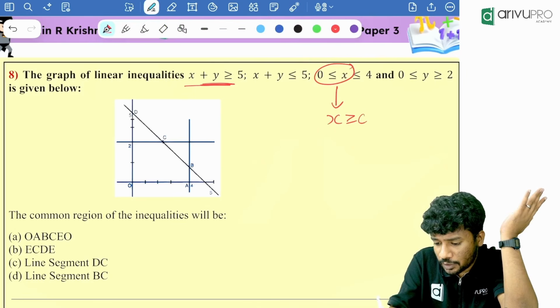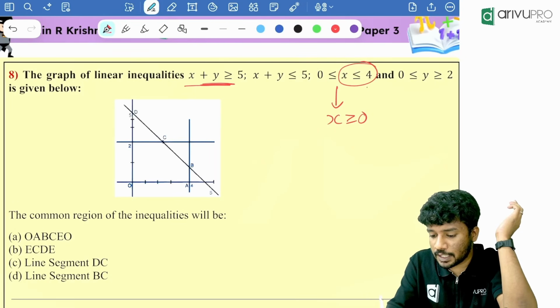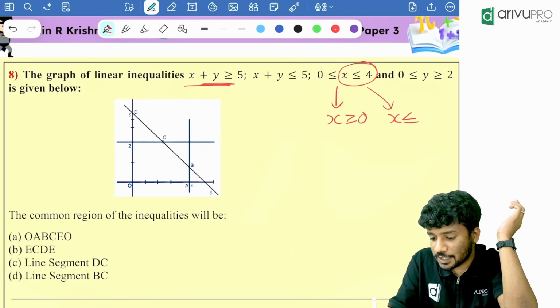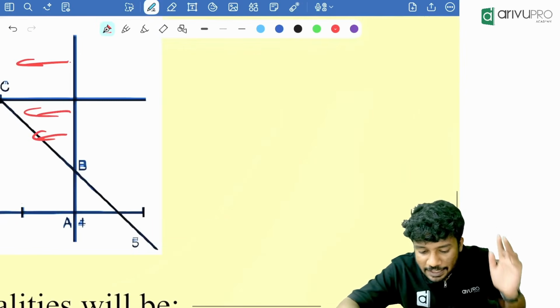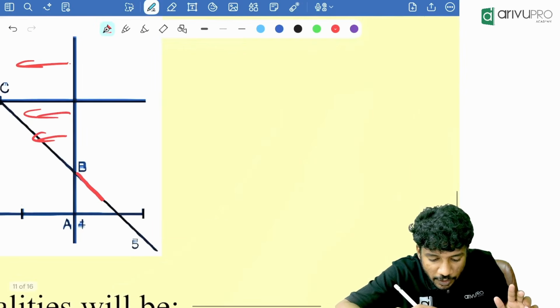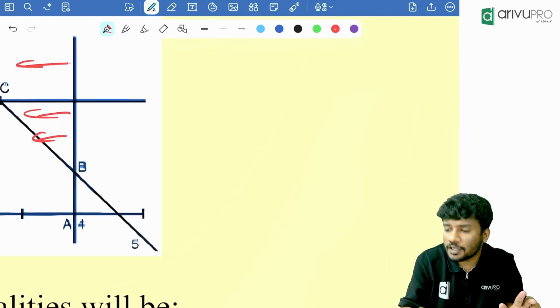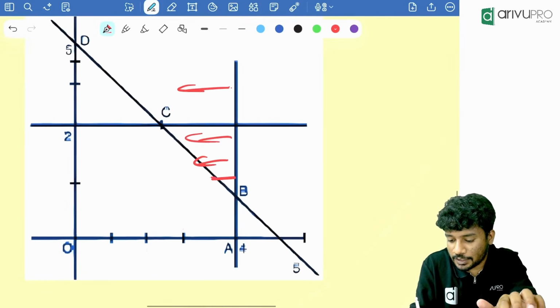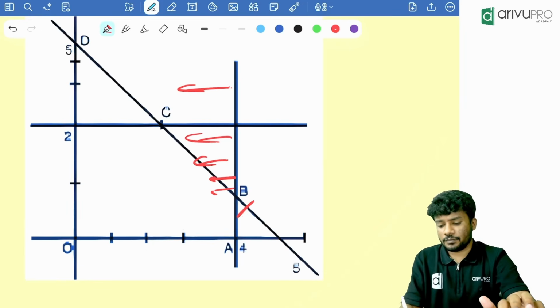X is greater than or equal to 0. Then how will you write the next one, people? That is nothing but x is less than or equal to 4. Less than or equal to 4 means the graph should be towards this side. That means, is this particular part included in our common area? No, this is not included in our common area. This will be towards this side, so this is not part of our common area.